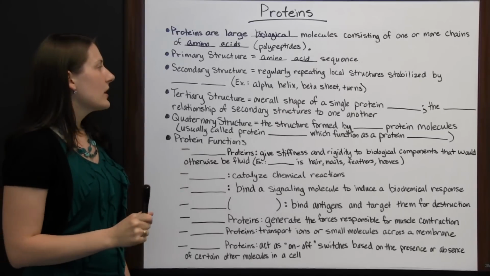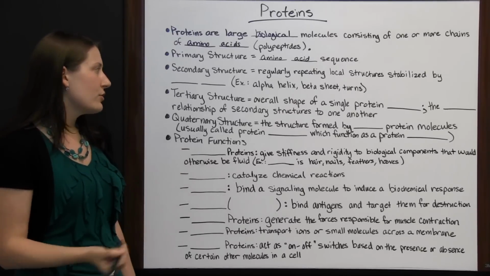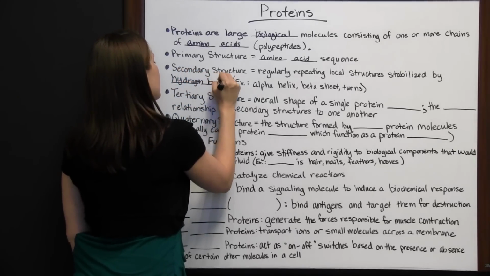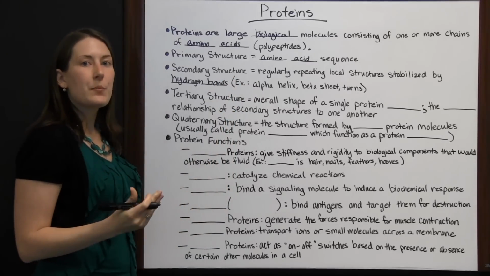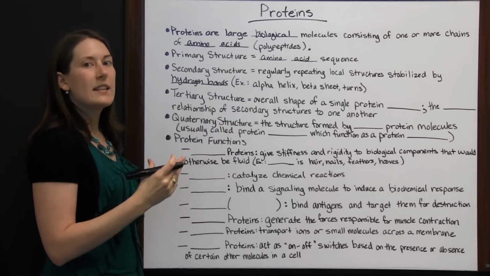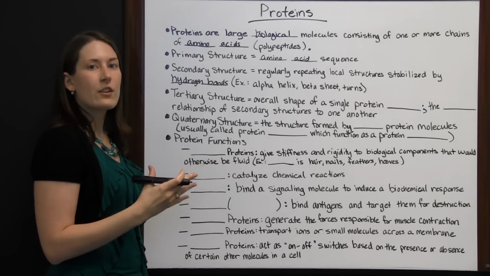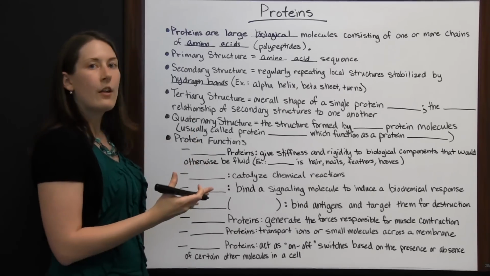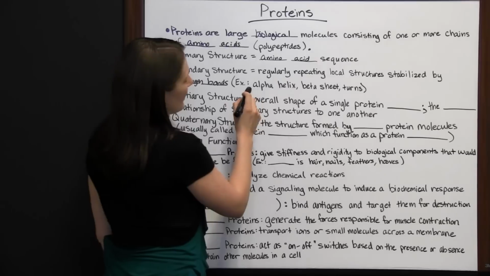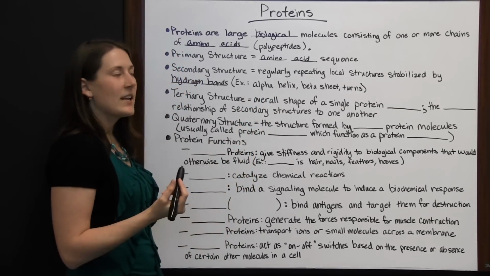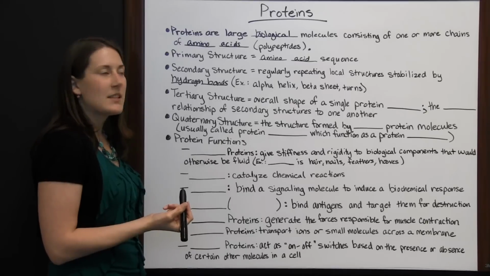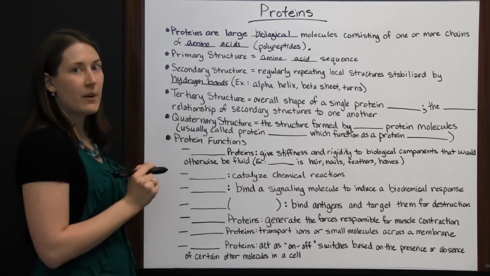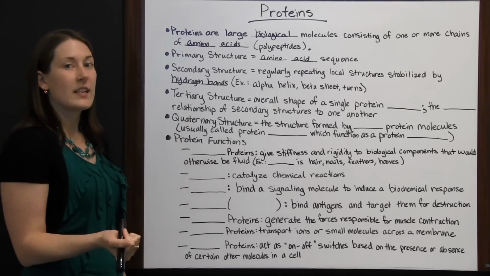The secondary structure is the regularly repeating local structures stabilized by hydrogen bonds. Now, this is whenever we've got a few proteins interacting together, and the local structures or the regular structures that these proteins will form just all on their own without any help. And some examples would be the alpha helix, beta sheet, and turns. So those are just some different shapes that the proteins can take whenever there are a few of them joining together with hydrogen bonds.